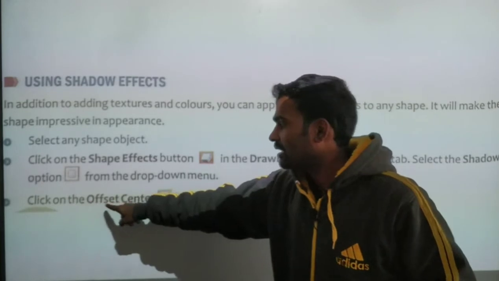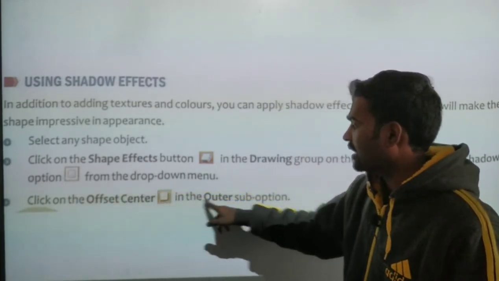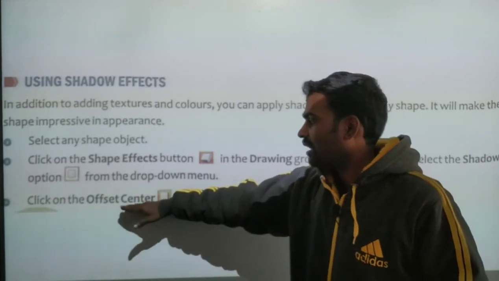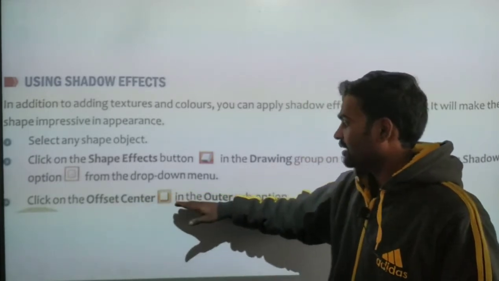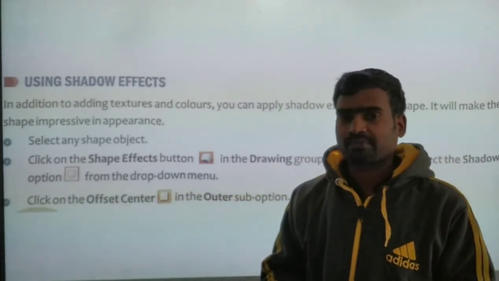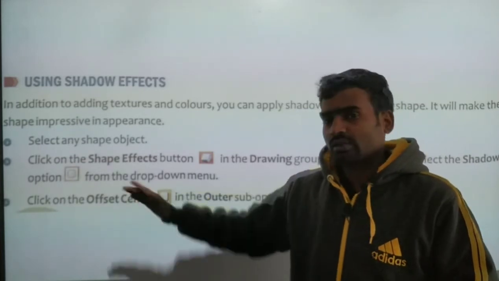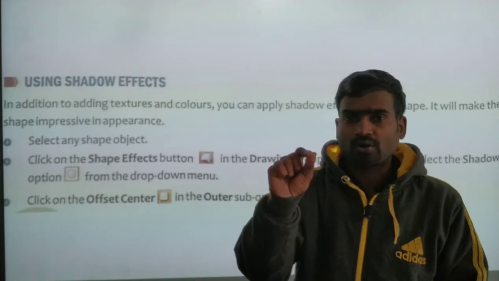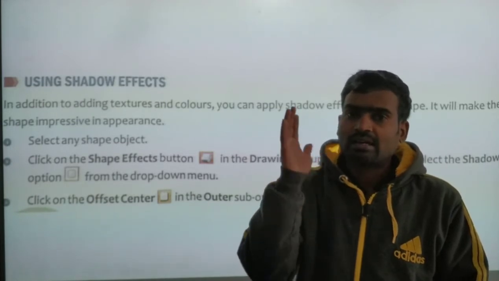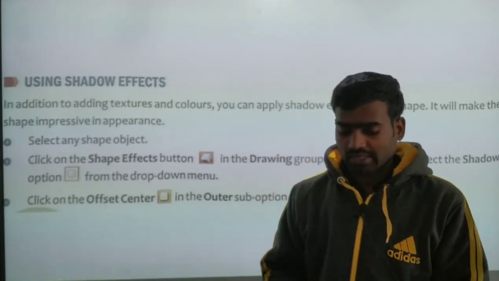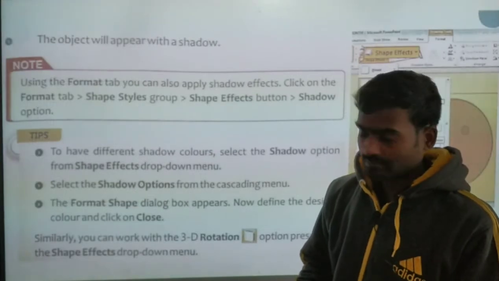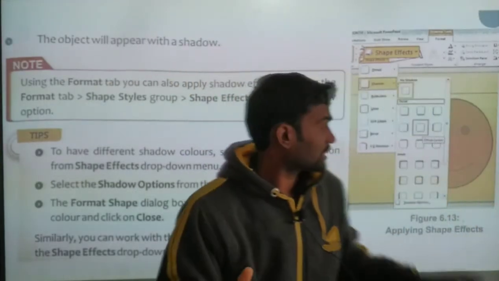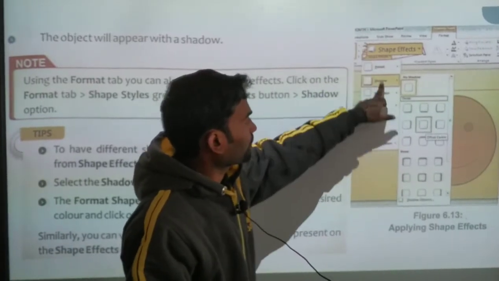Then click on the offset center in the outer sub options. Not only this one, you can select any options. As you select that, the shape or the text effects will be changed. Now I will show you how to do that. Then the object will appear with a shadow. I'll show you then. See this.